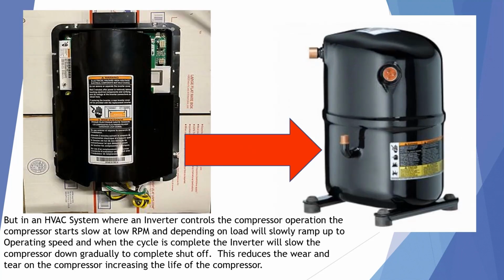But in an HVAC system where an inverter controls the compressor operation, the compressor starts slow at low RPM and depending on load will slowly ramp up to operating speed. And when the cycle is complete, the inverter will slow the compressor down gradually to complete shutoff. This reduces the wear and tear on the compressor, increasing the life of the compressor.